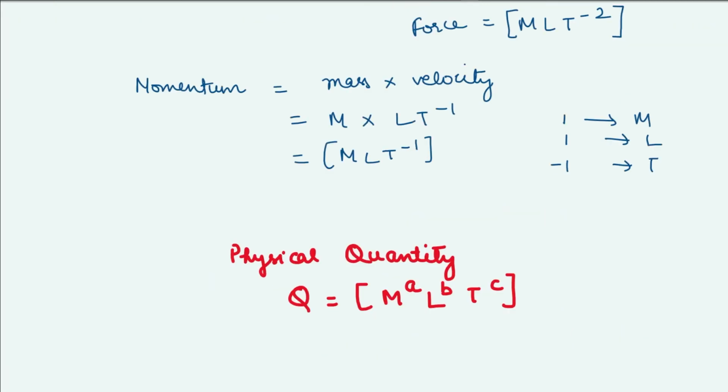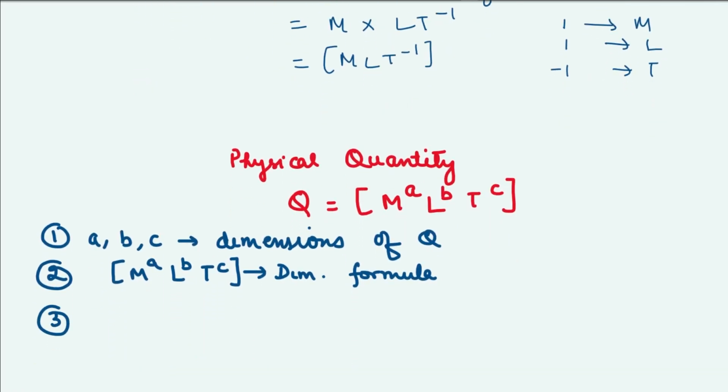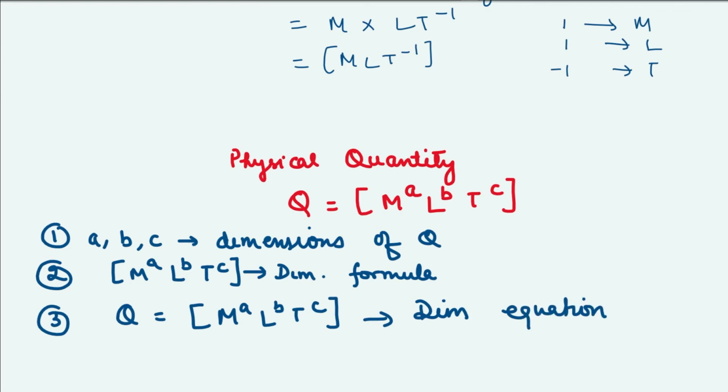Now here we have to understand three important things. Number 1, when I express any quantity Q as M to the power a, L to the power b and T to the power c, then a, b, c are known as the dimensions of the physical quantity Q. Number 2, M to the power a, L to the power b and T to the power c with square bracket is referred to as the dimensional formula of Q. And number 3, when I express this Q as M to the power a, L to the power b and T to the power c, then this is known as the dimensional equation. This is not a normal equation, it's a dimensional equation.